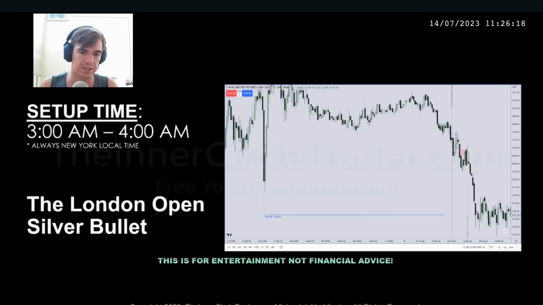So the first one that we're going to look at is the London Open Silver Bullet. That happens during London Open, and that is a 1 hour window, always on New York time. You will see ICT setting his time, which is GMT -4, and that's going to be key when we set up the indicator. So we've got 3 a.m. until 4 a.m. New York time. That's one opportunity in the day.